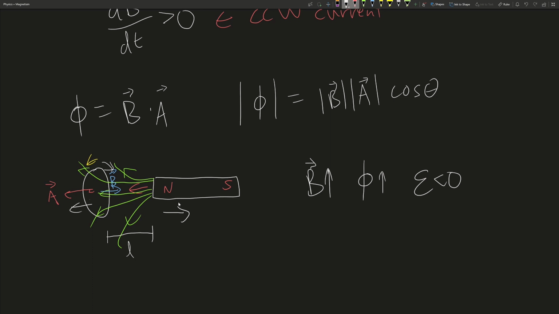Now, if we were to flip the magnet, say the south side was on the left and the north side was on the right, then the direction of the induced EMF will be the opposite, and the direction of the induced magnetic field will also be opposite. But the effect is going to be the same because if you flip the magnet, then EMF is going to be in the opposite direction, and this magnetic field is going to be in the opposite direction, but the magnetic field of the magnet is also going to be in the opposite direction.